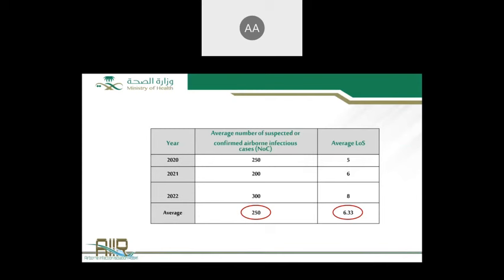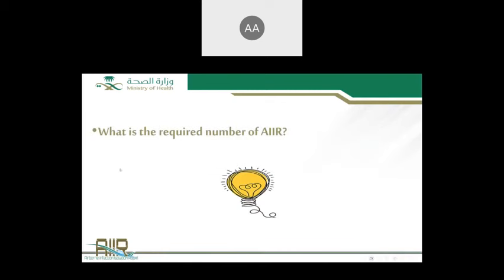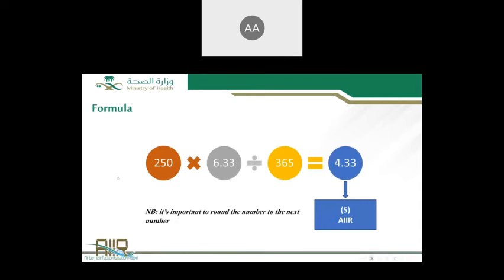Now we need to use this average and put it in our formula. We can calculate the required number of airborne infection isolation rooms for the healthcare facility. And what is the required number that we need for this scenario? As you can see here, we put all the data that we collected and the averages inside the formula.